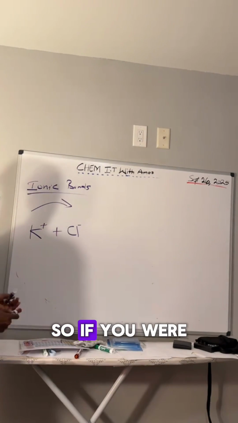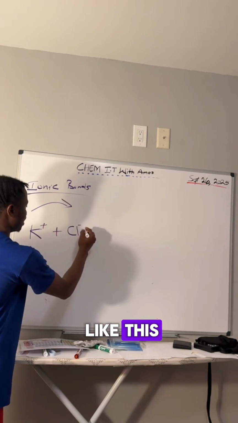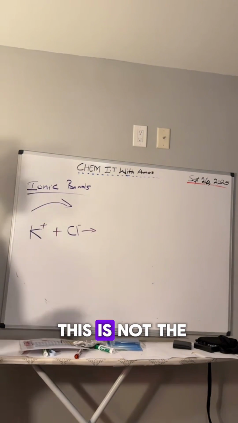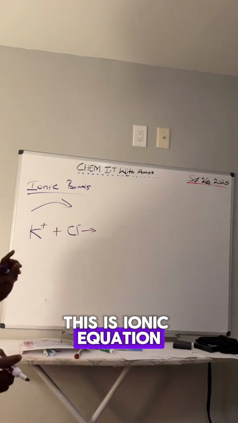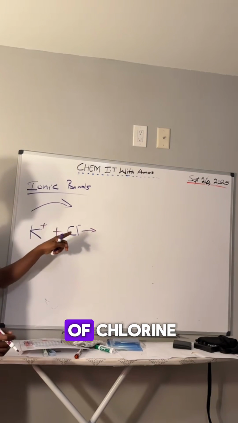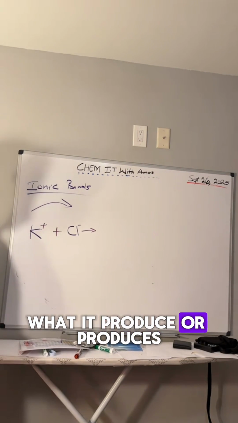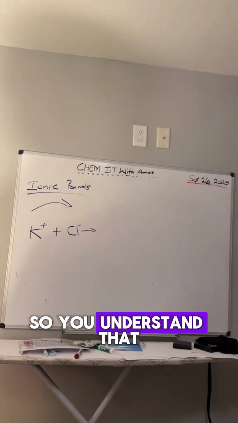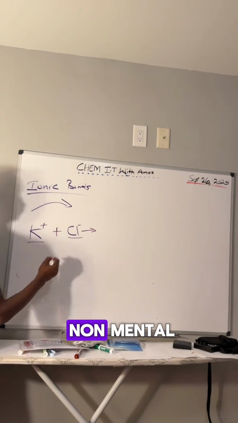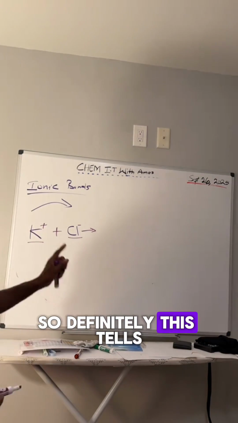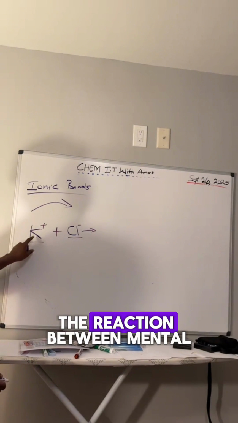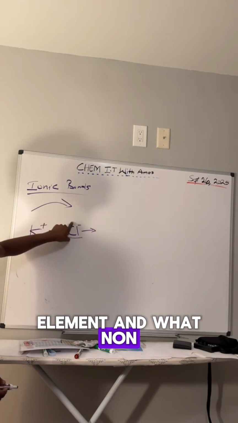Okay, so if you were given an equation like this, as you can see, this is not the normal equation, this is an ionic equation. It tells you what is produced if we add potassium ion to chlorine ion. You understand that this is a metal and this is a non-metal. So definitely this tells you that it's an ionic equation, because it is a reaction between a metal element and a non-metal element.